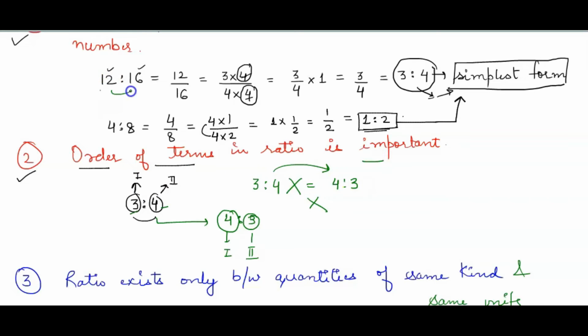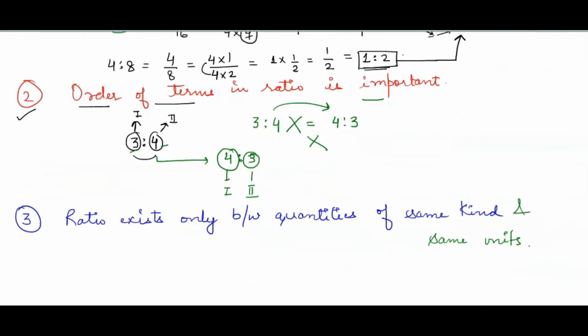If we have 12:16, we cannot write it as 16 divided by 12, so clearly the answers will differ. You need to keep in mind that the order of terms in a ratio is very important. Now the third property is that a ratio exists only between quantities of the same kind and the same unit.